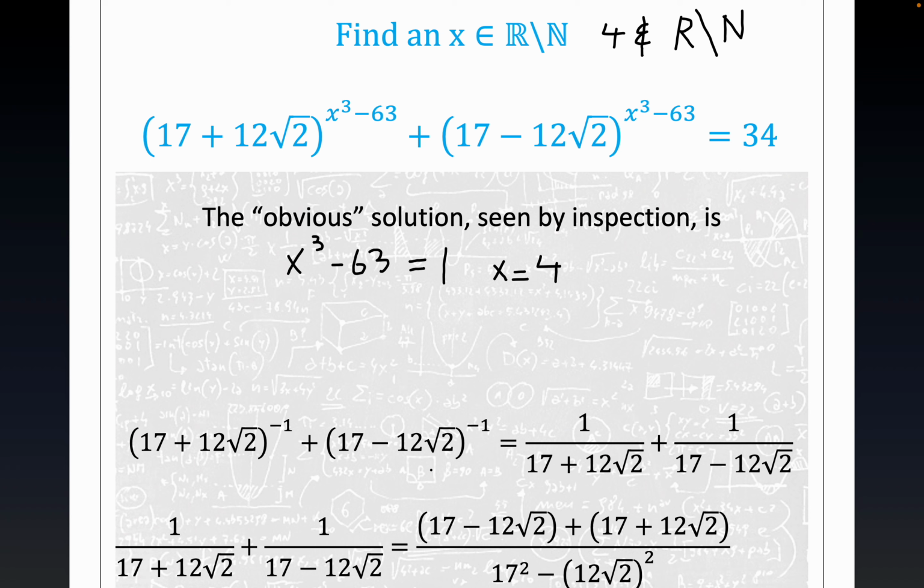Now notice we said x cubed minus 63 equals 1. Well, based on what you know, remember b to the minus 1, any base raised to a negative power, in this case minus 1, means the very same thing as 1 over b, right? And what we know about conjugate arithmetic makes this actually fairly straightforward.